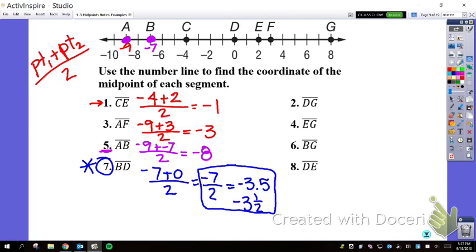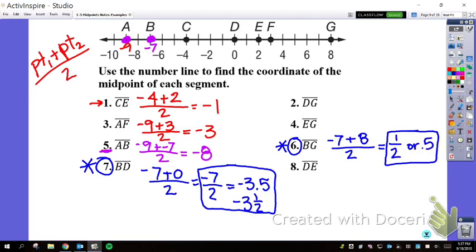Okay, the other one that you get a fraction on is number 6, so I want to do that one real quick. So number 6b, we would have -7 plus G, where we have 8, divided by 2. So -7 plus 8 is 1 divided by 2, and 1/2 is as simple as we get. So it's 1/2, or you could write it as 0.5. Either one would work there.